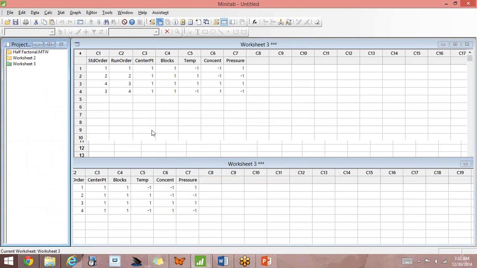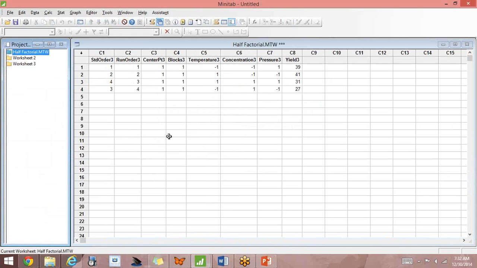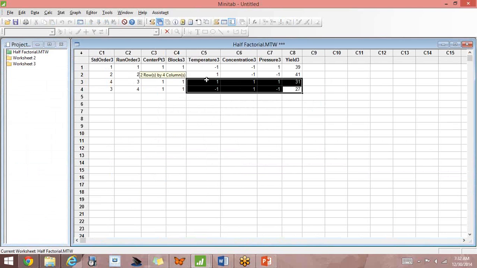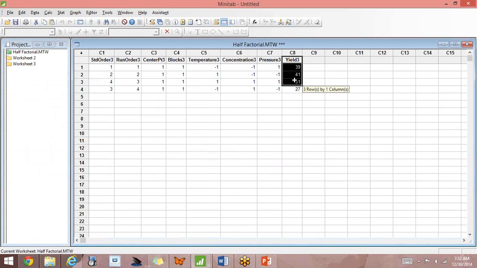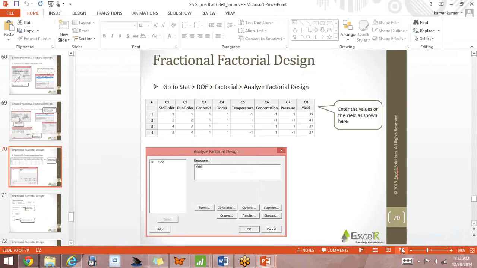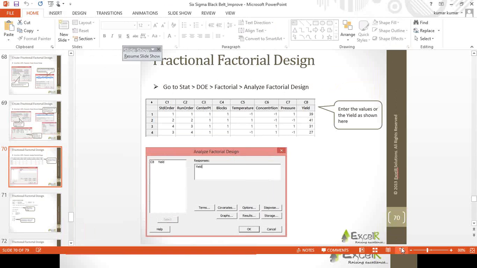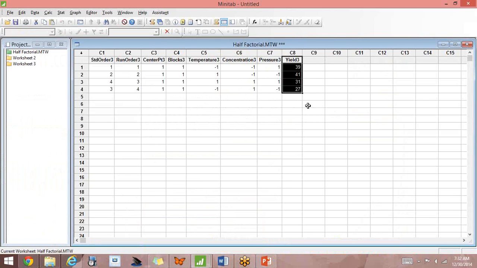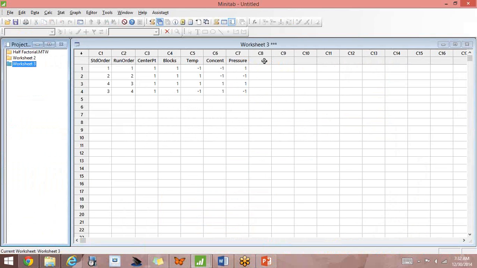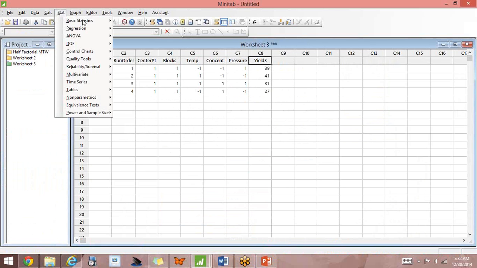What am I missing? The half factorial yield is there anyways. So we need to separately consider yield. Just a minute. Okay, got it. So yield values we have to separately enter here. Let me copy the yield values. Let me put them in the design that we have already created. Okay, now I think it's going to work.